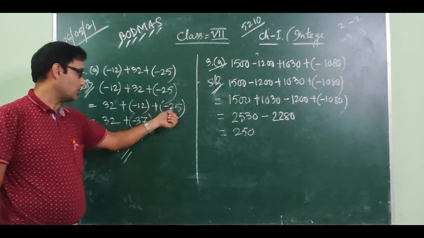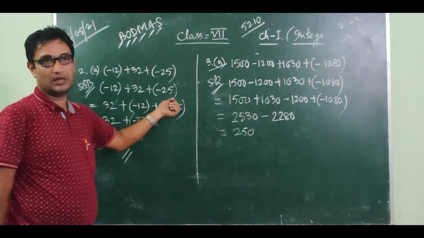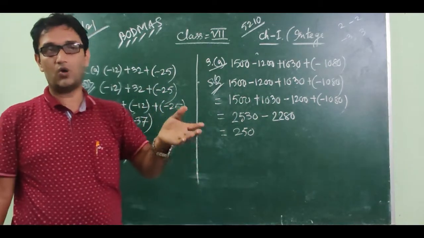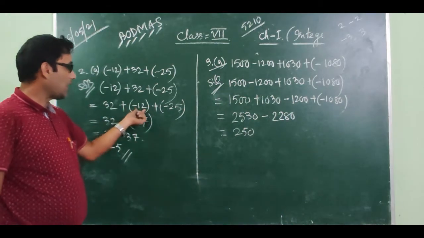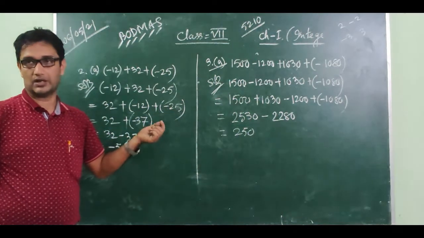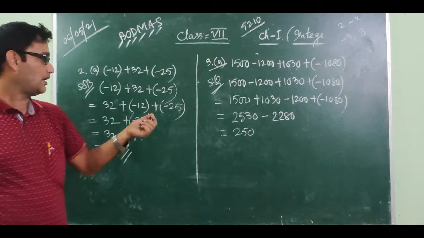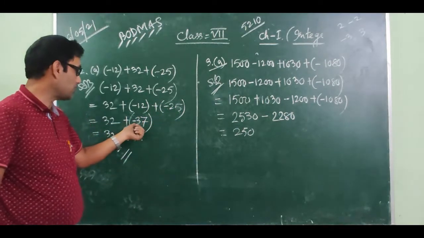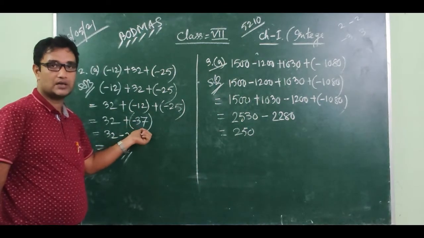So when we add, how much will we get? 37. Now before 37, are you going to write a plus sign or a minus sign? How will you understand? See, of 12 and 25, which one is greater? 25 is greater. Before 25, what sign? Minus sign. That's why you will write here minus 37.